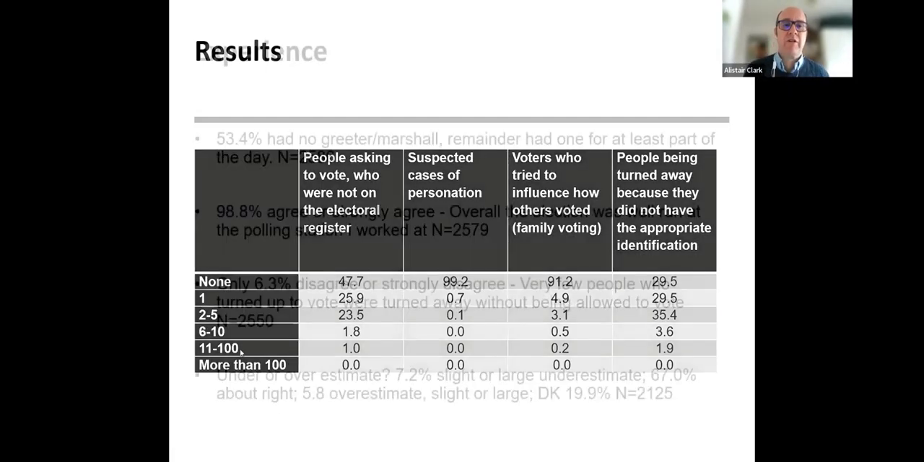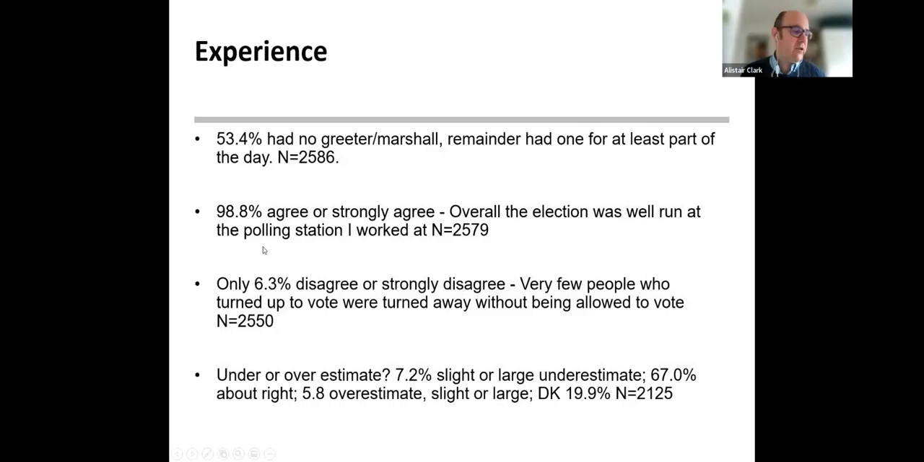Toby, next slide, please. Okay, other experiences on the day. 53% of respondents had no greeter or marshal. In other words, someone out there pointing people to the right polling station, reminding them whether or not they had ID, that kind of thing. The significance of this, as Phil mentioned, is that it was only when they got to the actual polling station desk that it was recorded.